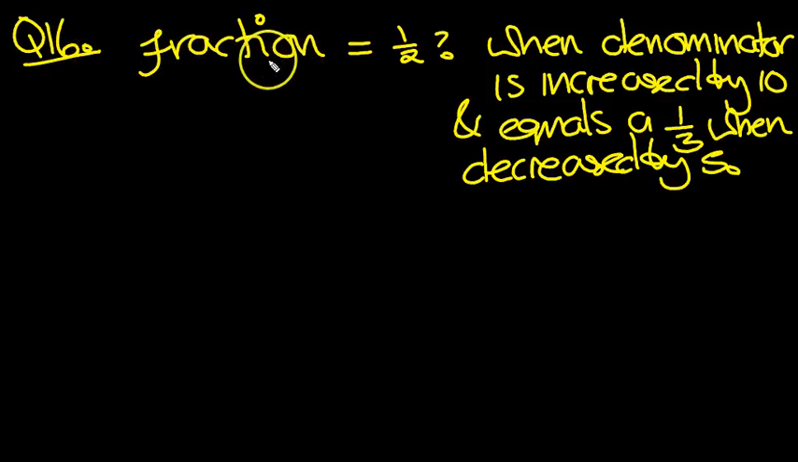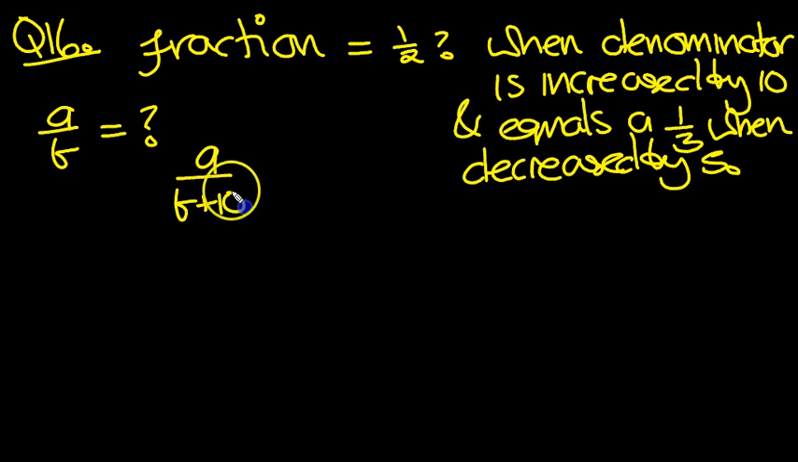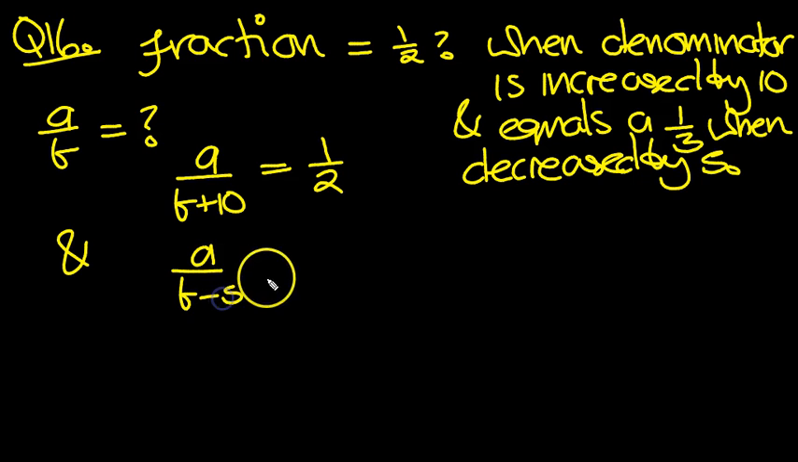Right, this question then: a fraction equals a half when the denominator is increased by 10. So let's take our fraction to be a over b. When the denominator is increased by 10, so a over b plus 10, it's equal to a half. But it equals a third when decreased by 5. So that's the first piece of information here, and a over b minus 5 equals 1/3. Okay, these are the two pieces of information then.